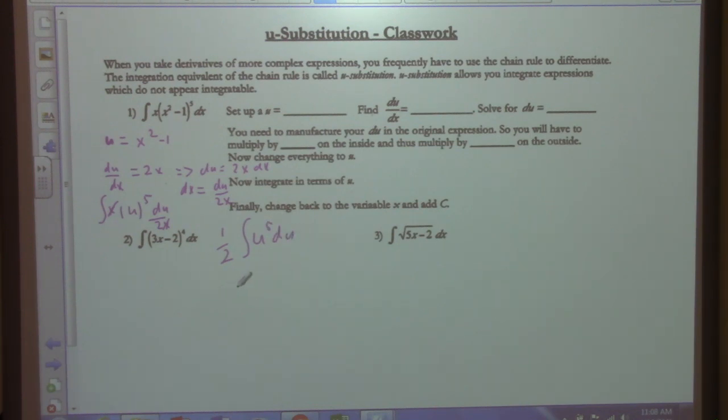And what is this going to be here? One half u to the 6th, good job. And we're going to divide by 6, right? And that's going to be plus c. So is that going to be 1/12? Yep, 1/12. And we can substitute back in now, can't we? x squared minus 1 to the 6th power plus c. And so that's going to be our answer.